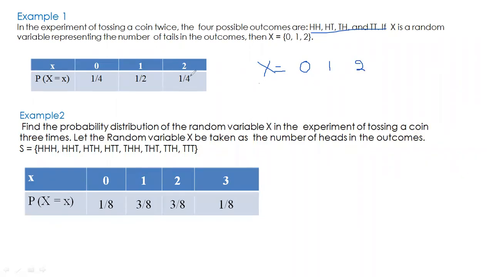And the respective probabilities: getting 0 heads is nothing but 1 by 4, that is, you are getting tail tail, so there is no head. And getting 1 head is nothing but head tail and tail head. In these two combinations you are getting 1 head, so the probability is 2 by 4, that is 1 by 2. And the probability of getting 2 heads is head head. So out of 4 there is only one possibility of getting head head. That probability is 1 by 4.